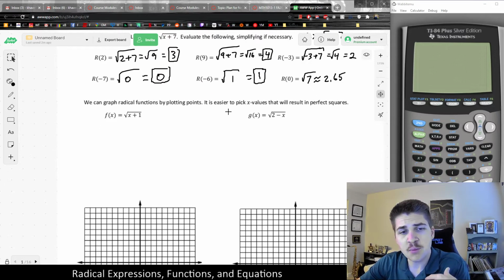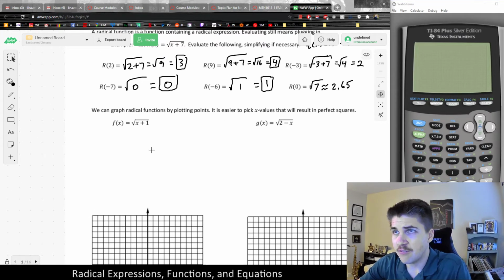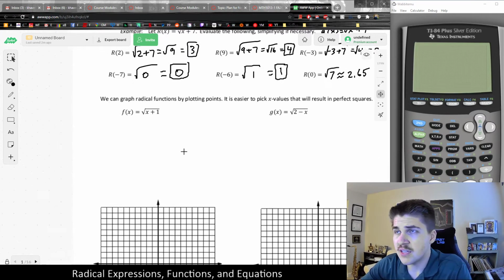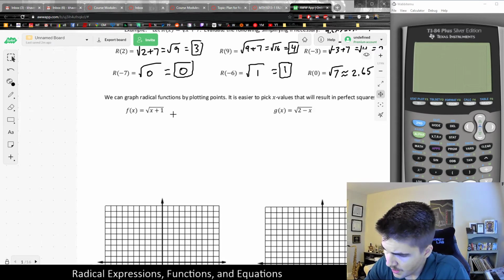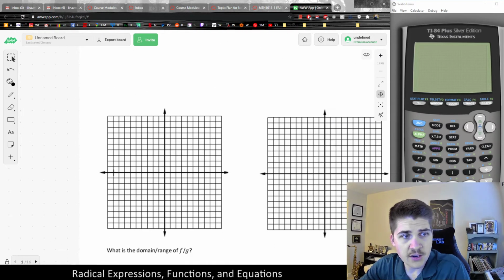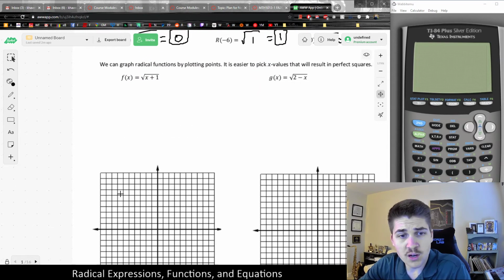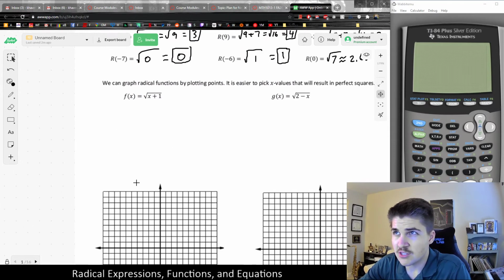So let's say, for example, we wanted to create the graph of f of x here on the packet, which is defined to be the square root of x plus 1. Here, again, we could just pick whatever values we want. If we're looking at our grid, we could check every value from -10 to 10, but not all of those will work, and a lot of those will result in some strange answers.